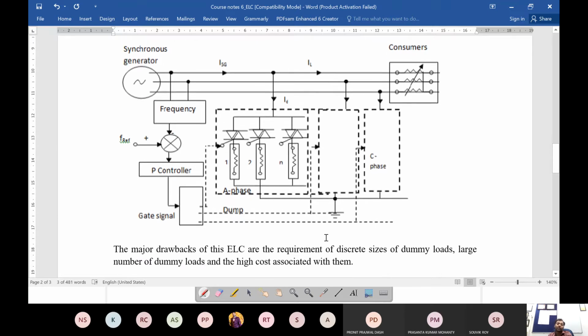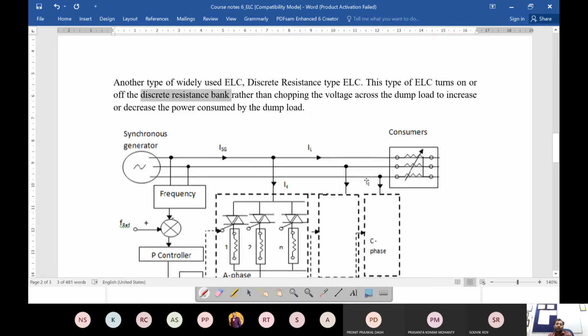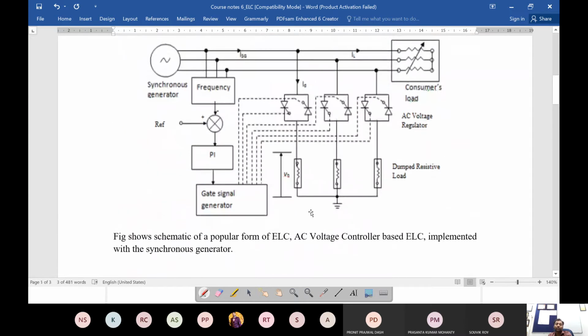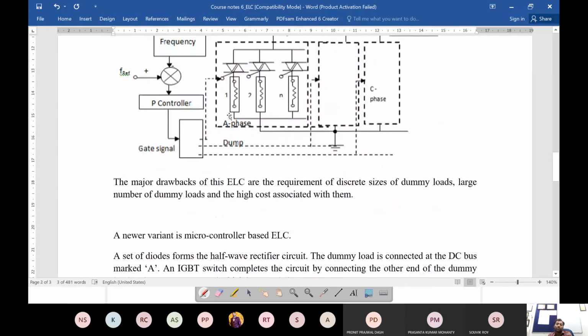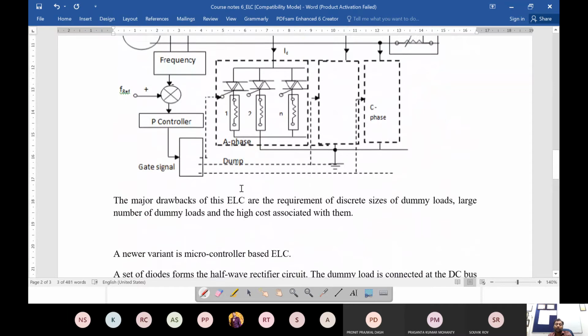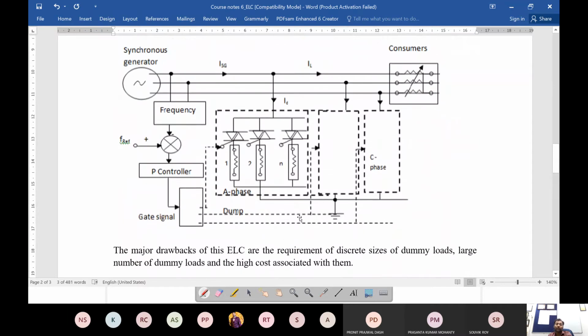So the major drawback of this ELC is the requirement of discrete sizes of dummy loads, a large number of dummy loads, and high cost associated with them. As you can understand, the cost will increase because there you had only one size of dummy load, whereas now you'll have to have different sizes of dummy loads for each phase. So the cost will be higher, and also the space requirement or other things will be more demanding in that sense. So that is the problem with this discrete resistance type dummy load.